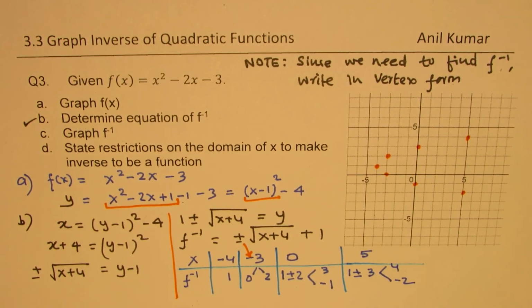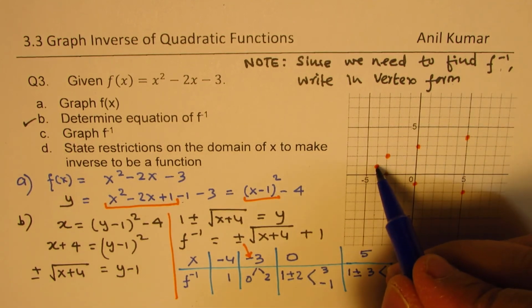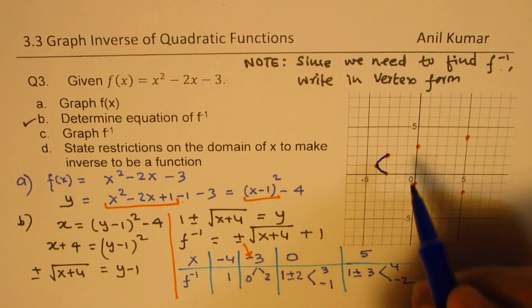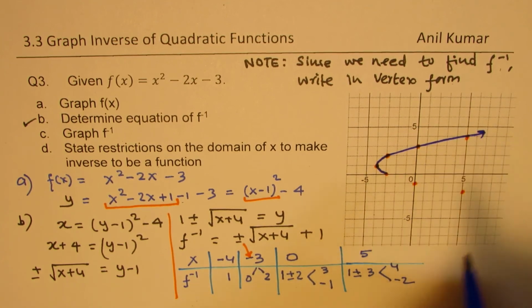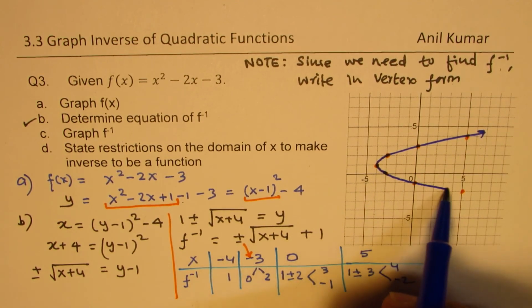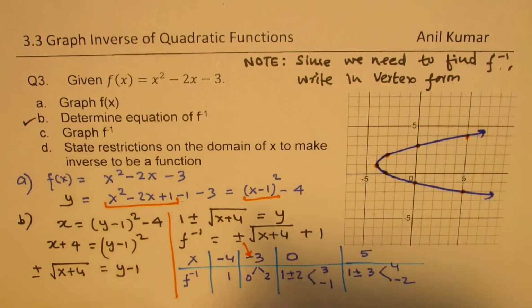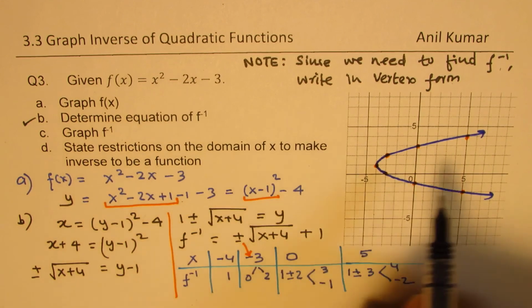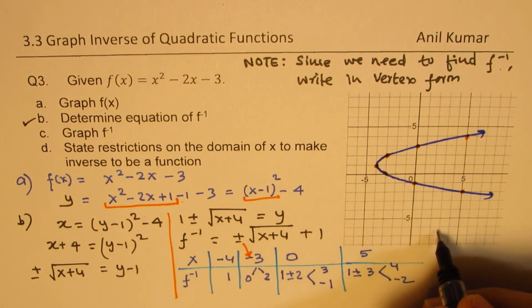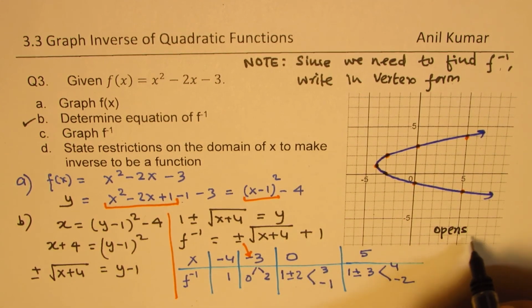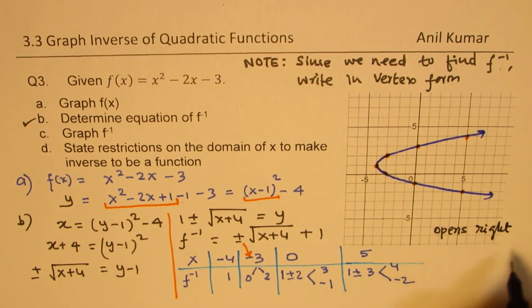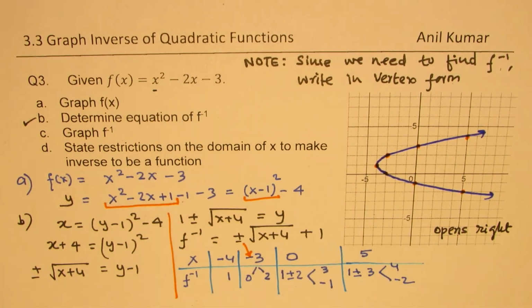Now we can sketch this graph. So let's sketch the graph. So we have this. So this is a round corner, right? And here we go. Do you see that part? So we have a parabola which opens right. So you saw here that if your parabola is opening up, inverse opens right. So we see inverse opens right, mainly because this opens up, right? So that is what we get.